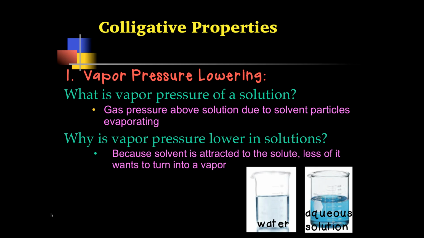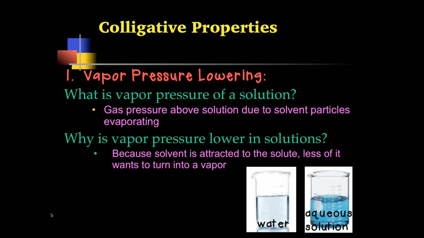It doesn't want to leave behind the solute. It's attracted to it, right? It wants to stay with it. And then it's less likely to turn into a vapor. So vapor pressure will always be lower for a solution than if you have a solvent. All right, so that's our first colligative property.